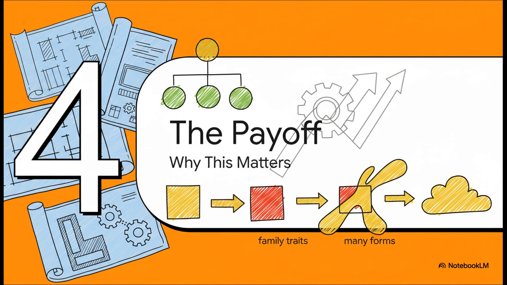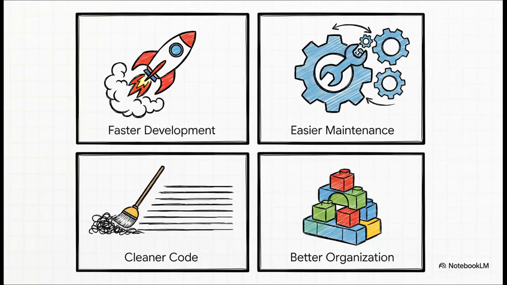So, blueprints, family traits, one name for many actions. It's all interesting stuff. But if you're a busy person, you're asking the most important question right now. So what? Why does this actually matter for me and my team? Well, OOP isn't just theory. It is a practical strategy for building things better and faster. This right here is the bottom line.